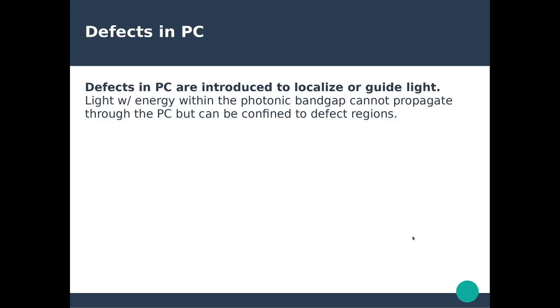Another thing which is very important in photonic crystals is the presence of defects, which are typically introduced artificially to be able to localize or guide light. So light with a frequency within the photonic band gap cannot propagate through the crystal, but if you have a defect present within this crystal, light will be able to either propagate or be confined within the regions of the defects.